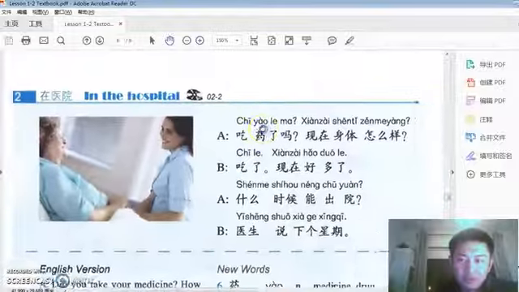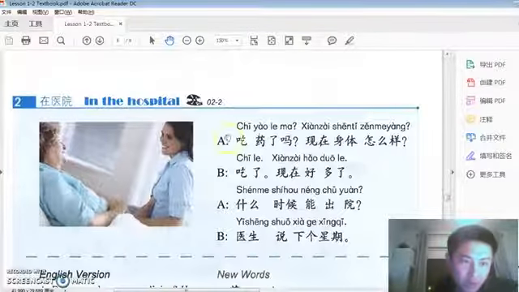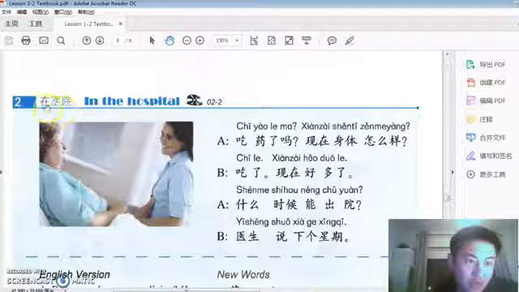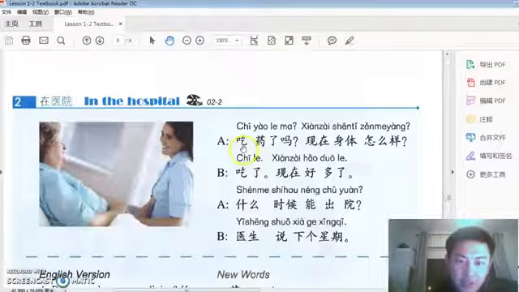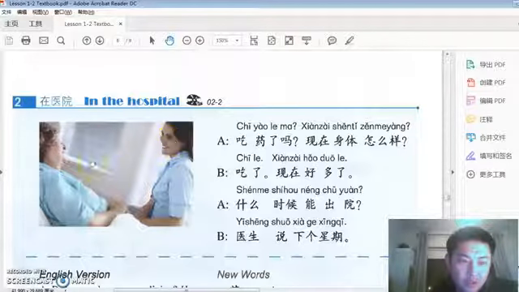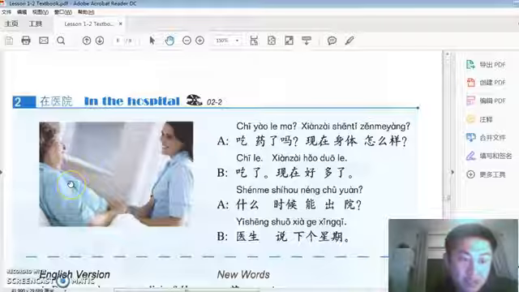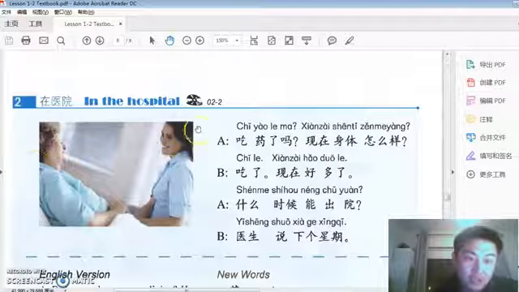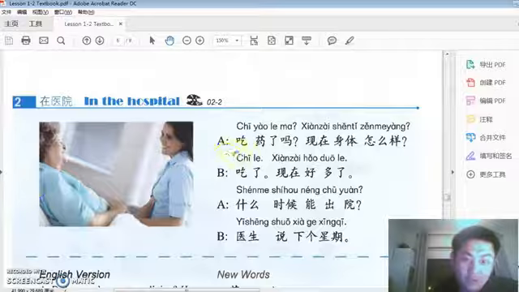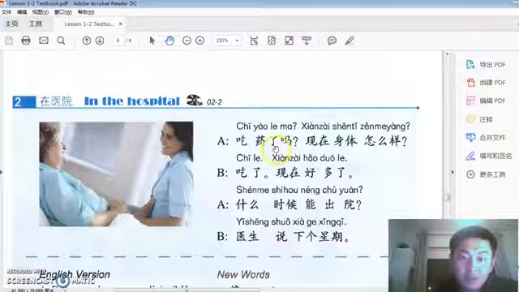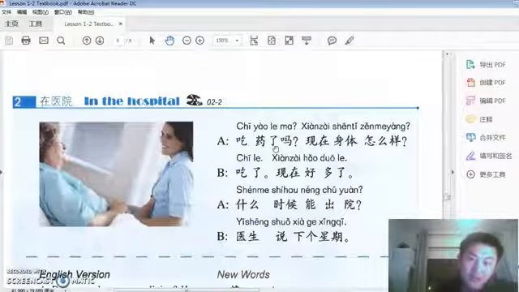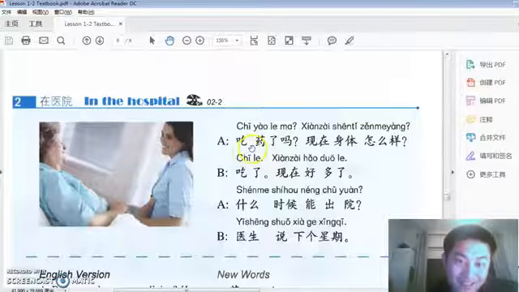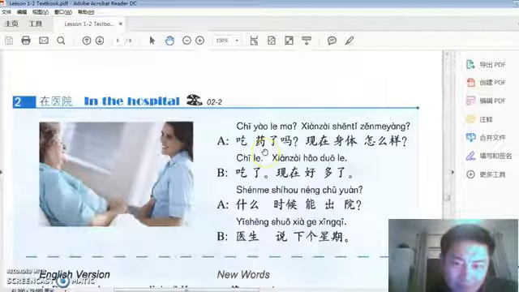And the conversation number 2 is happening in the hospital. 医院，在医院。A says 吃药了吗？ You look at the picture, obviously she is talking to her. And so if she's talking to her, there's no need to say 你, right? This old lady knows that the younger lady is talking to her. So there's no need for 你. 吃药了吗? 了 means the completion of an action. So have you eaten the medicine? Now we don't have medicine, we don't take medicine, we eat medicine in Chinese.